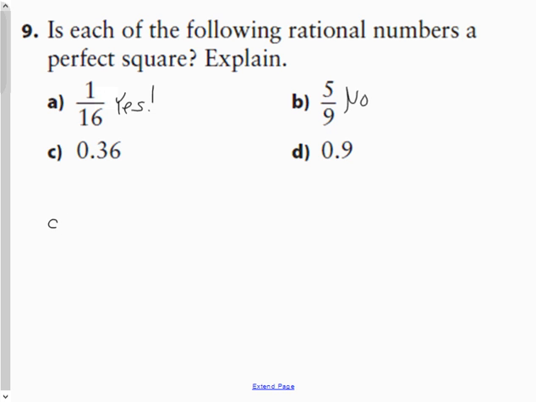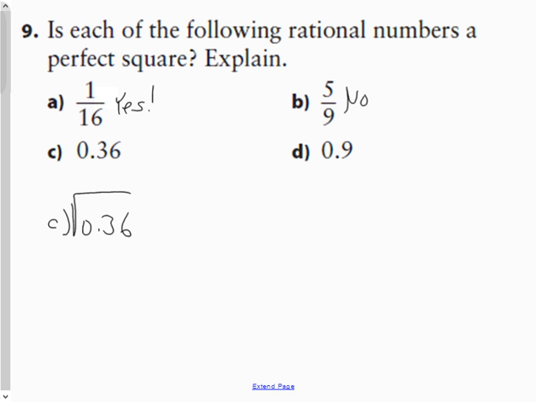Now for C, 0.36. Back in the very first question that we did with the 3 people that did the square roots of numbers, since 36 is a square number, it appears that the square root of 0.36 would probably be as well. But that would be the same thing as saying, then this would probably be a perfect square, and this would probably be a perfect square, etc.